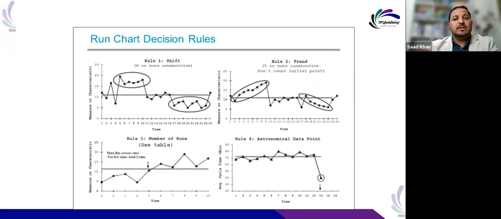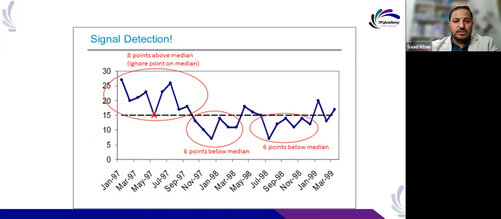Now, you can see that there are two different types of rules in run charts. One tells you the shift, one tells you trends. Then there's a number of runs, how many runs below the median and above the median, and then astronomical data points. These are the four pieces of information you get from these rules. Then there is a different set of rules. You can get more than 8 points above median, or more below. You can see some examples: 6 points below the median, and data points in continuous trends, either ascending or descending order.